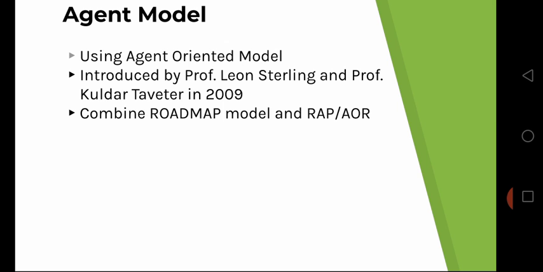Okay, so for the goal model and for the domain specific model, we're going to use the Roadmap methodology, both of which are combined and improved in the agent oriented model. Right.